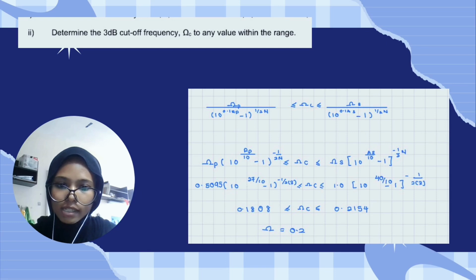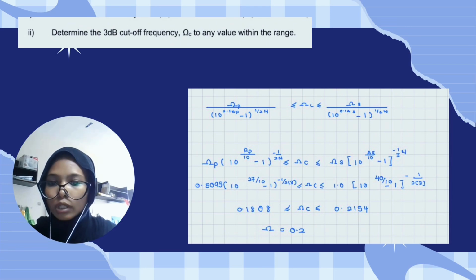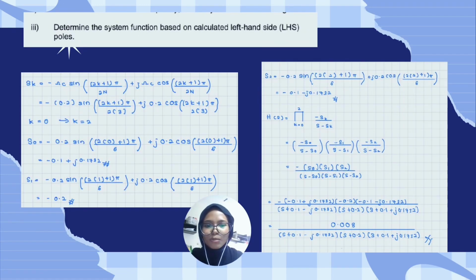To make our system function derivation cleaner and easier to calculate, I have selected a clean midpoint value within this range, which is omega c equal to 0.2. Now we move to the final analytical part of our assessment, part 3, where we determine the system function based on the calculated left-hand side poles.